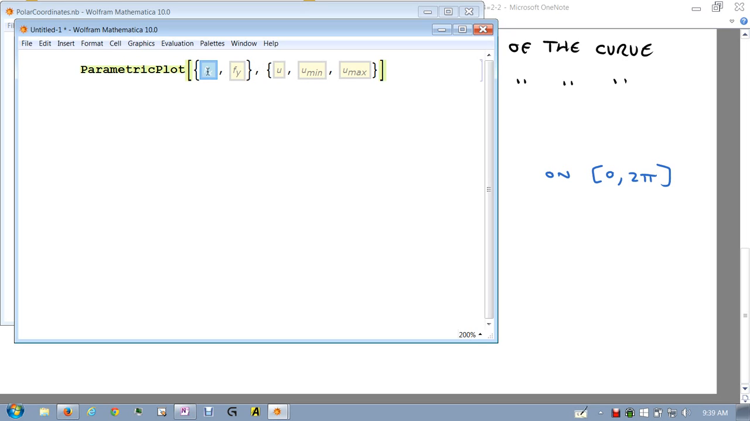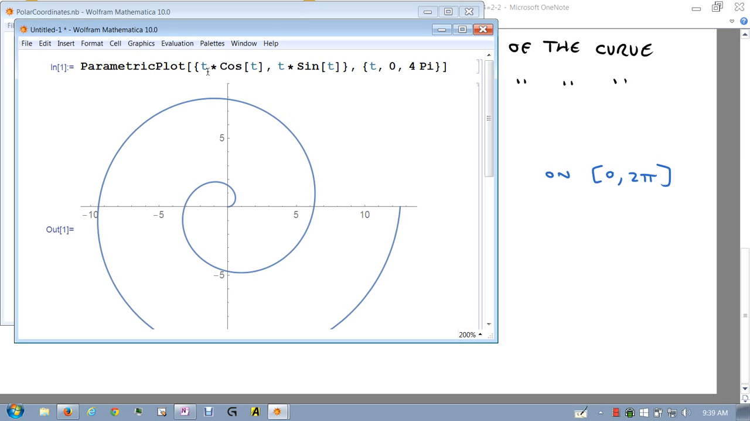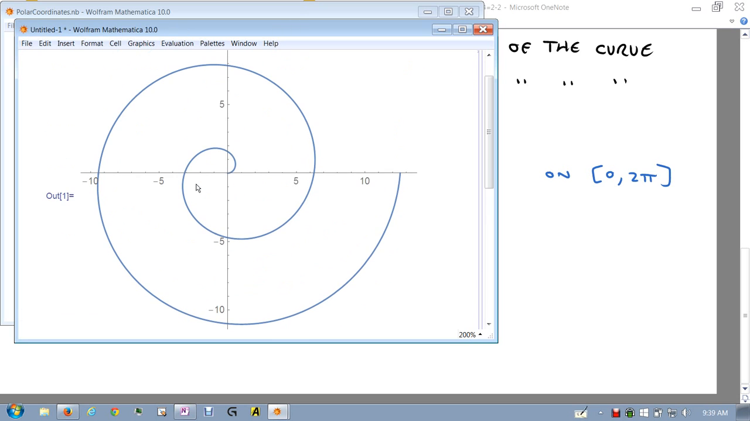So if I wanted to do t cosine t, t sine t, and I want t to go from 0 to, let's say, 4 pi, then I should get this. Yes?